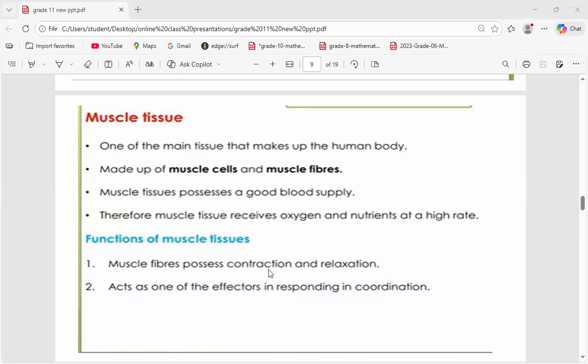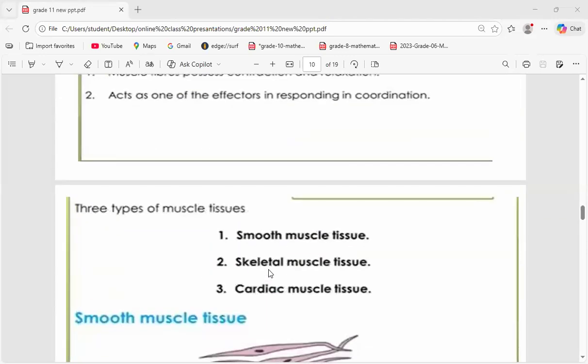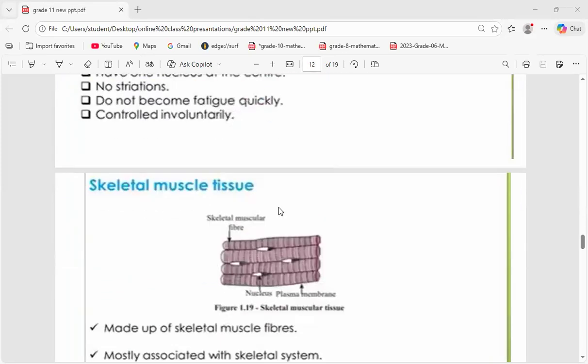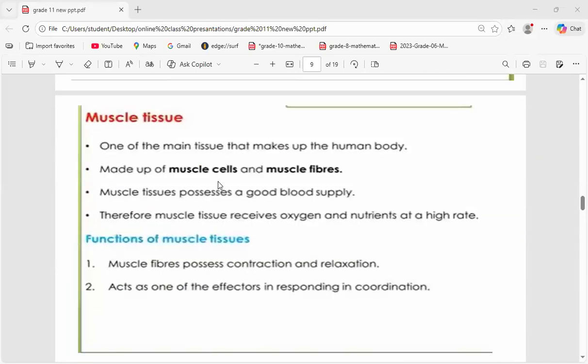Right, so there are three types of muscles. One is smooth muscle tissue, another one is skeletal, and the third one is cardiac muscle tissue. Now one by one we'll see. First write this: the common muscle tissue functions. One is contraction and relaxation, and the next one is coordination. Write it quickly, after we'll see the tissues one by one.